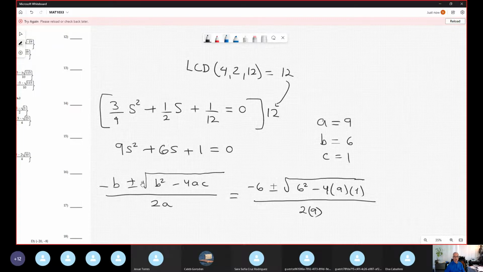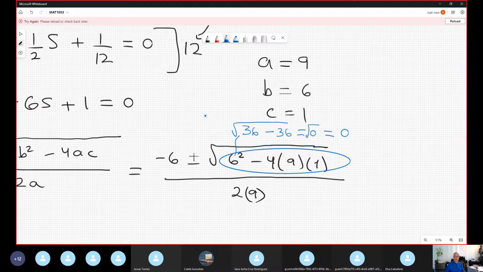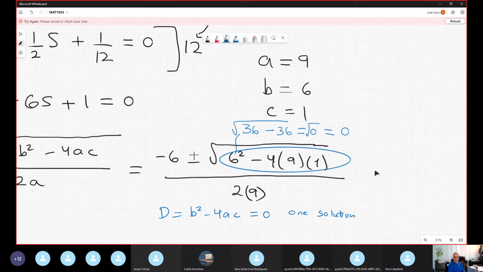Okay, so as always, we focus on the expression inside the radical. And look at what happened. Okay, this is 36. And this is also 36. 4 times 9 is 36. This is 0. Of course, the square root of 0 is 0. When this situation happens, it's the only possibility that we have one solution in the quadratic equation. When the discriminant, the expression D equals b squared minus 4ac, is 0, we have one solution. One solution, the D is positive.